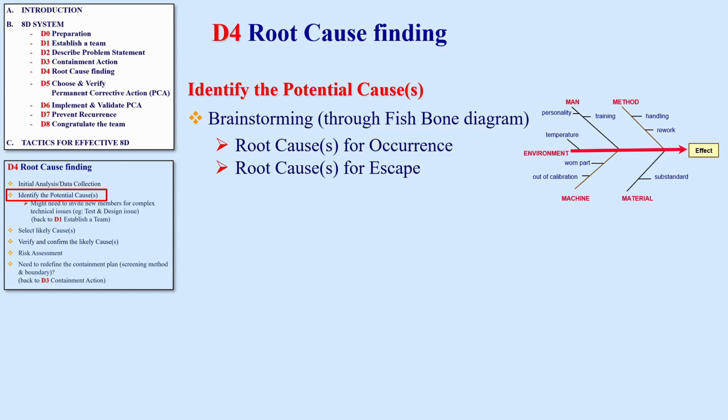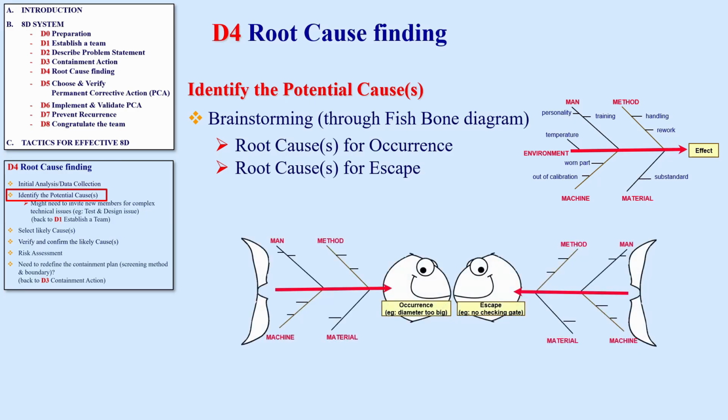Some companies, they design their 8D form in such a way that there are two fishes kissing each other in D4 column. One fishbone was used for root cause for occurrence, while the other used to brainstorm root cause for escape.